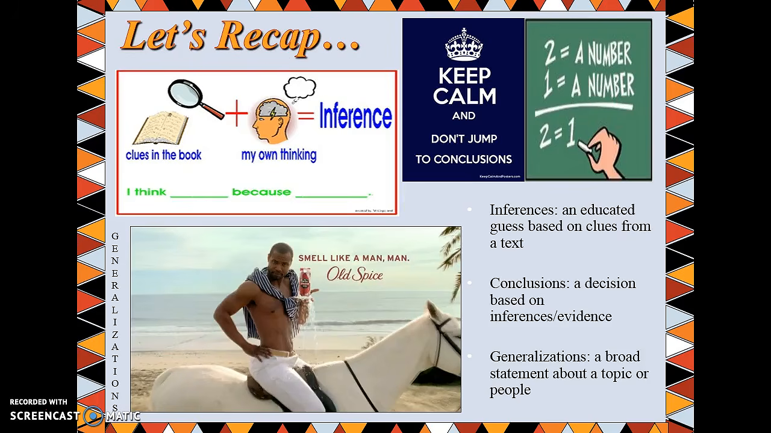Let's recap. Inferences are educated guesses based on clues from the text. Take the clues that you can find in the book, plus what you already know about a topic or subject, and that will give you your inference. Conclusions are decisions based on inferences or evidence.